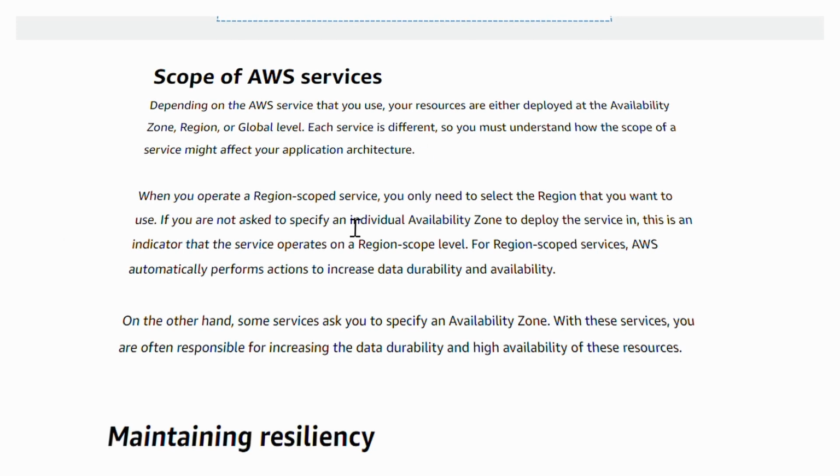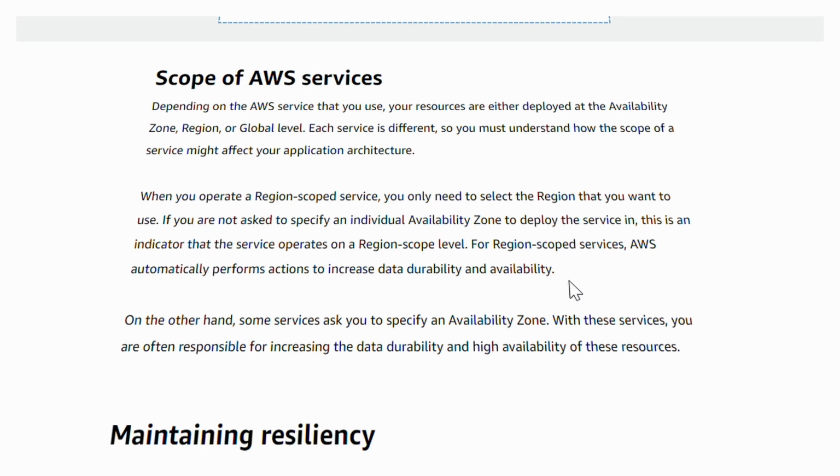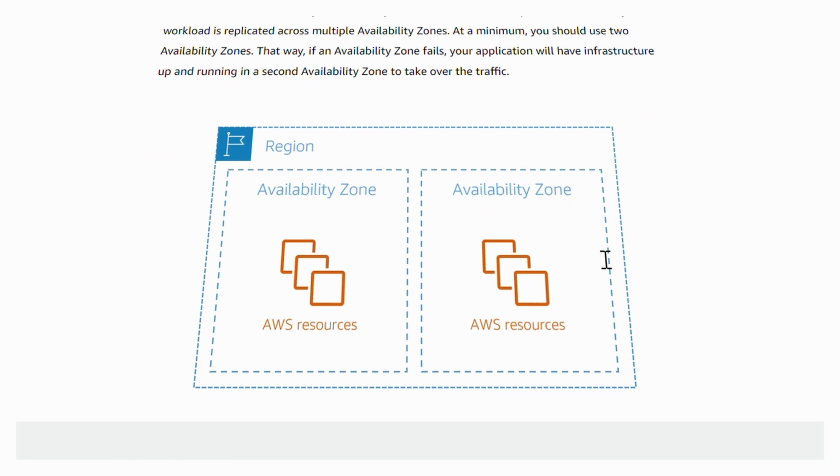So when you operate a region-scoped service, you only need to select the region that you want to use. That means there are applications or websites which are not accessed from any other geographic location than the one you have already deployed the application in. Then you're only operating a region-scoped service, and you only need to select the region that you want to use. You don't need any other AZ or any other region. So this is what this paragraph is saying.